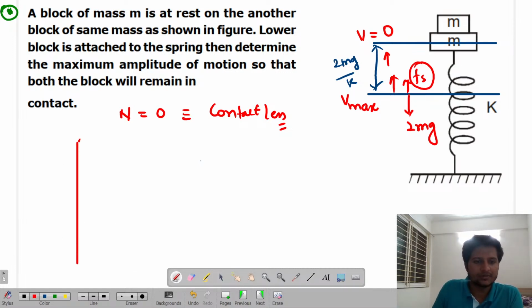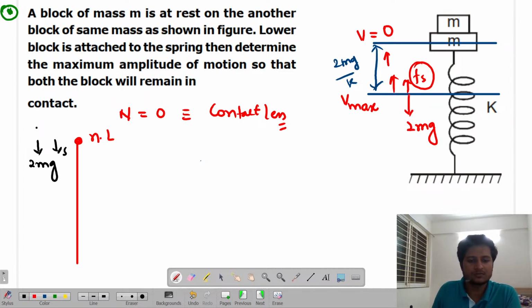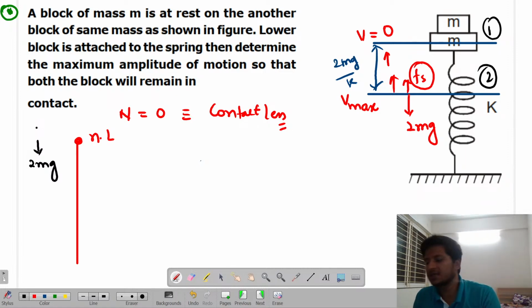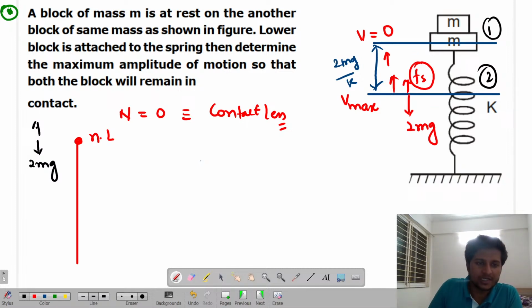एक बात बताओ, this is my natural length point or not? The downward force is how much? 2 mg. What is my spring force downward at that time? Okay, from here to here, from 1 to 2, is it compressing or expanding? Expansion is happening or compression is happening? If compression happens, spring force will be in which direction? Upward direction.